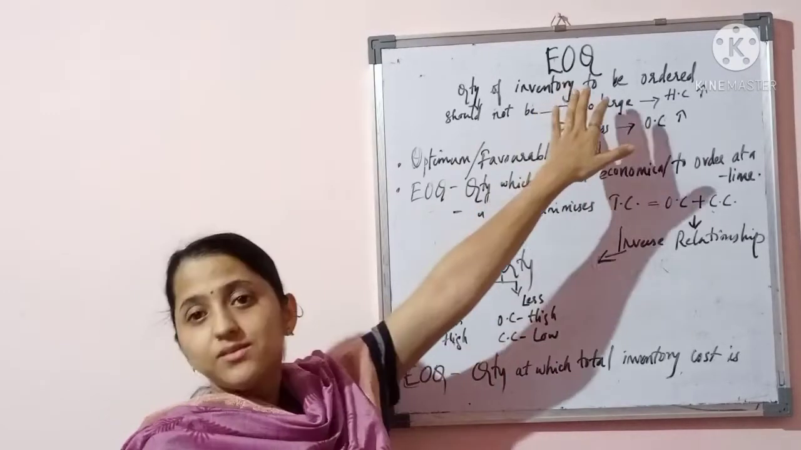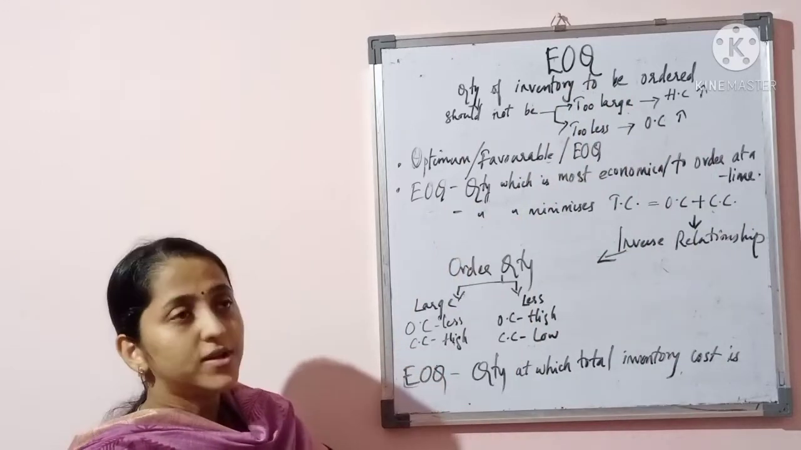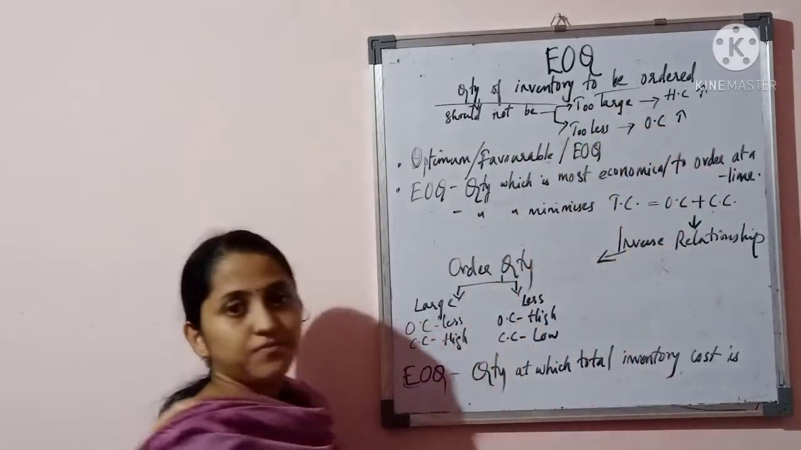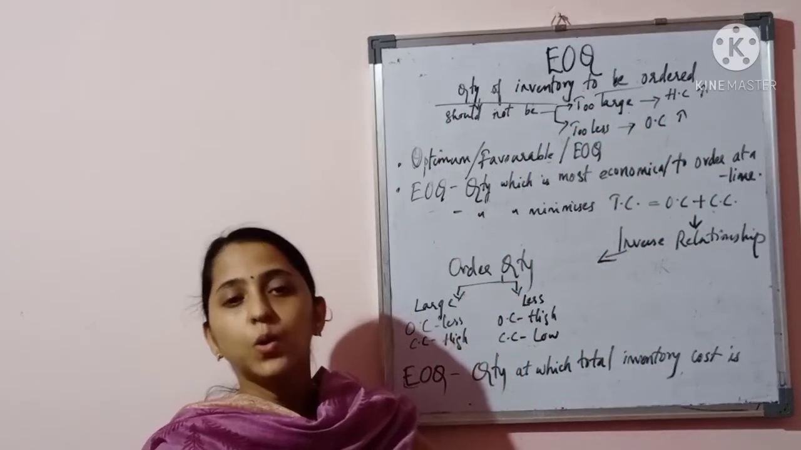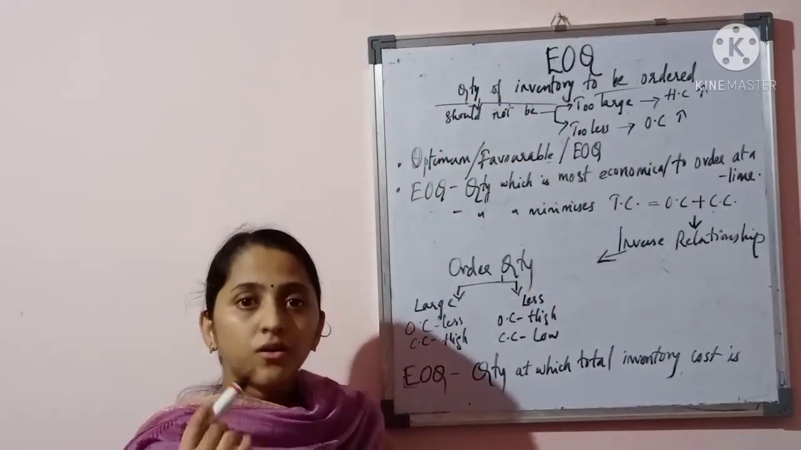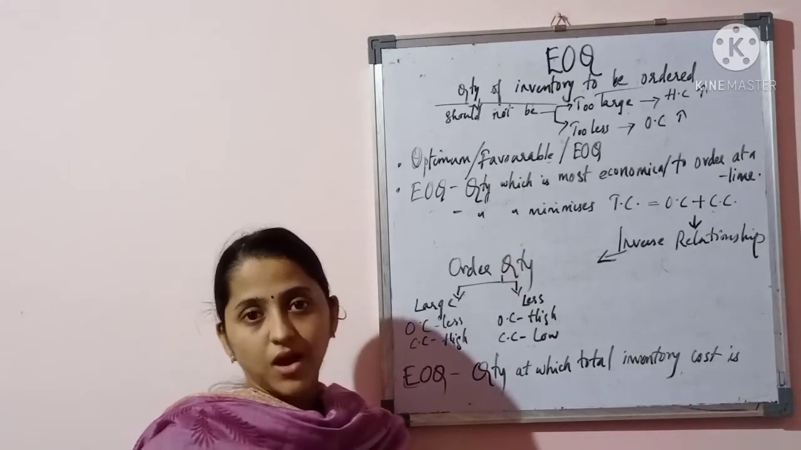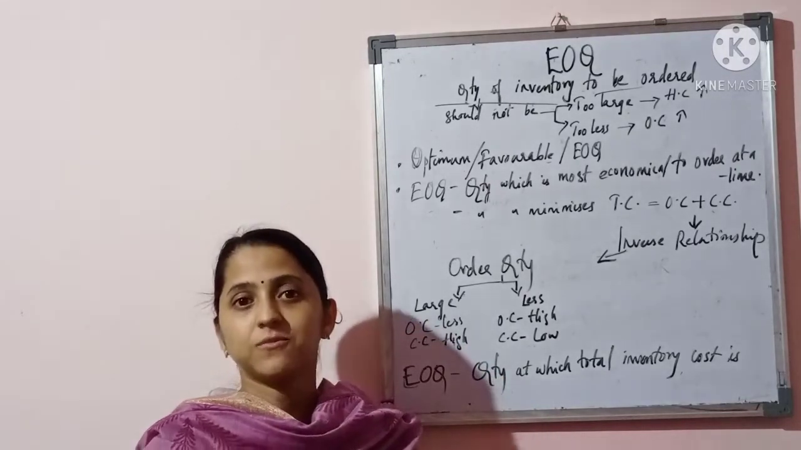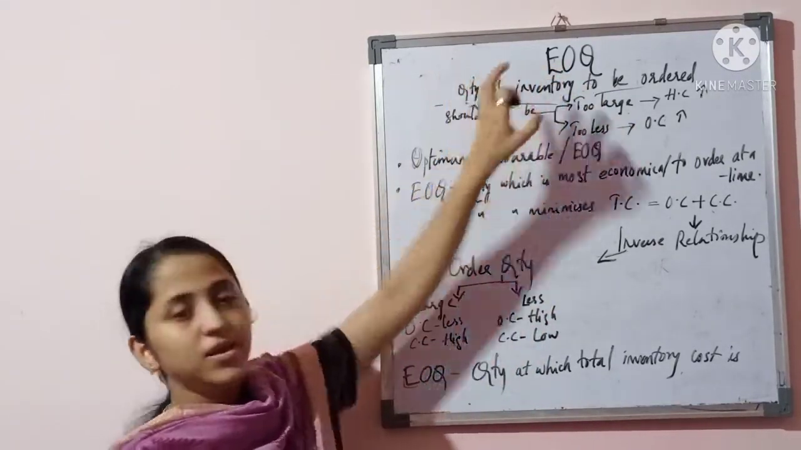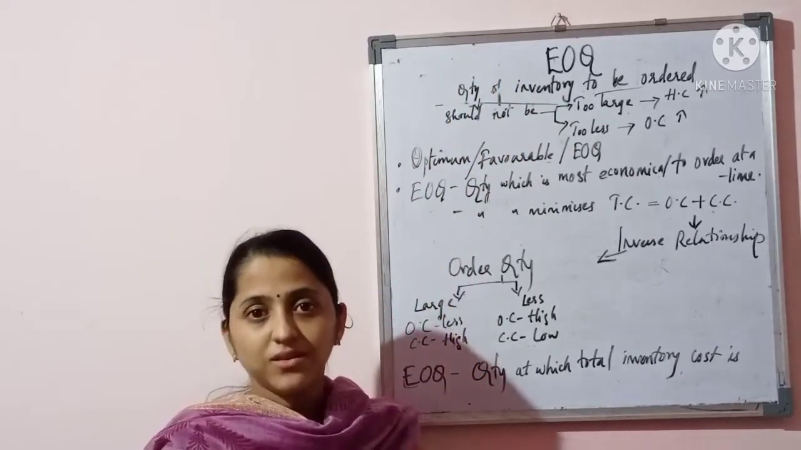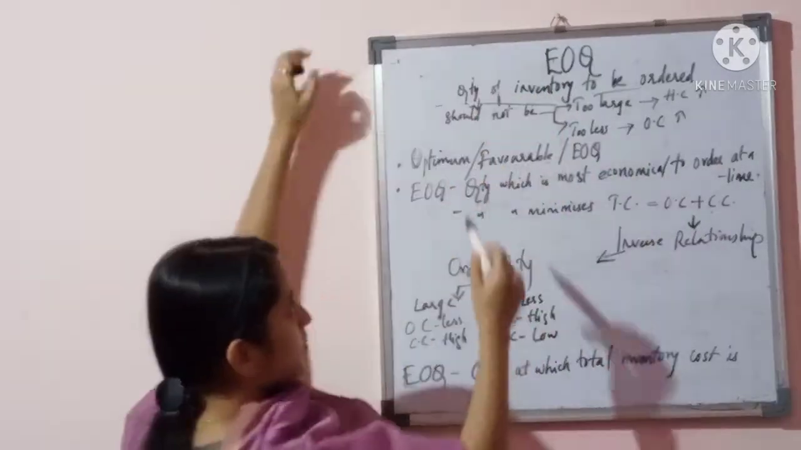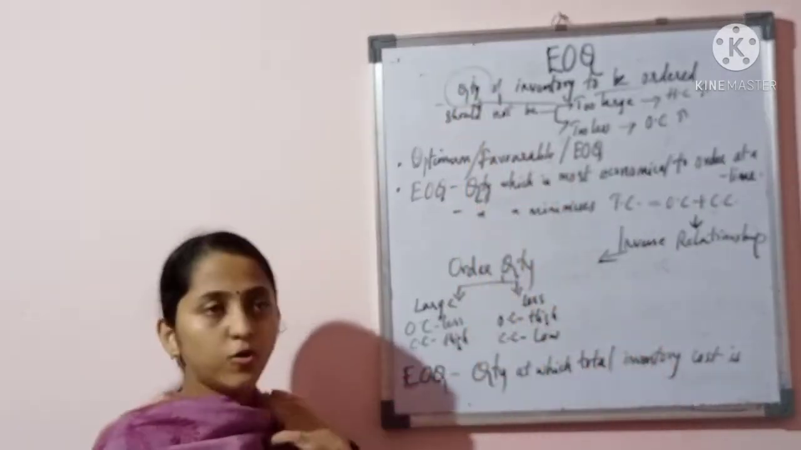Okay, so what is EOQ? Economic Order Quantity is the quantity of inventory to be ordered. In simple terms, EOQ means the quantity of inventory to be ordered. For completing production, we have to start with inventories as raw materials. So EOQ represents what quantity of material or inventory we have to order. That is what EOQ is, the quantity of inventory to be ordered.